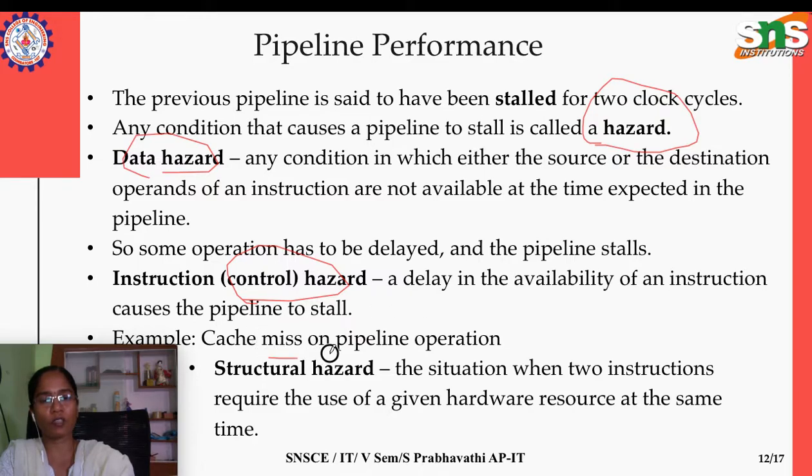Okay, if the instruction the processor is referring to is not in the cache memory, what will happen? Definitely that instruction needs to execute, is it not? Then again the processor will go and fetch the instruction from the main memory, and it will take more than the expected time to complete. That is said to be the control hazard or instruction hazard.